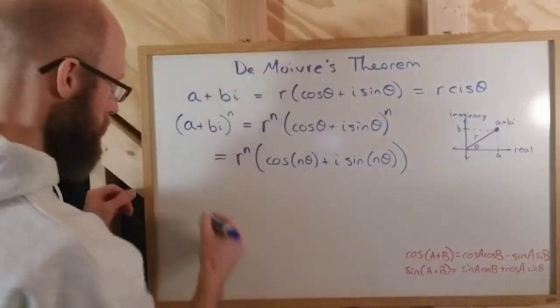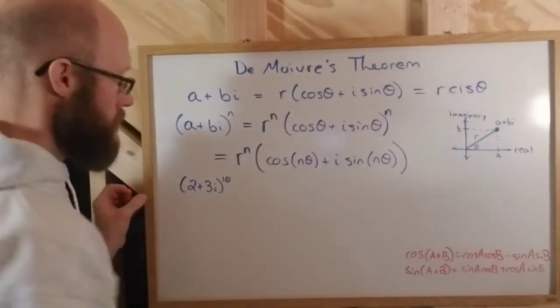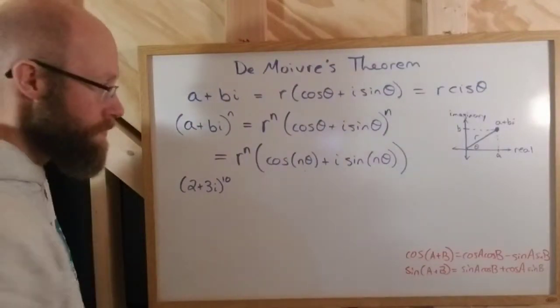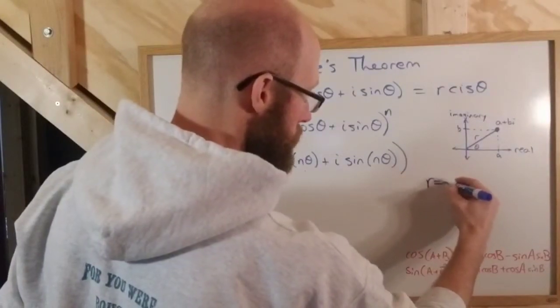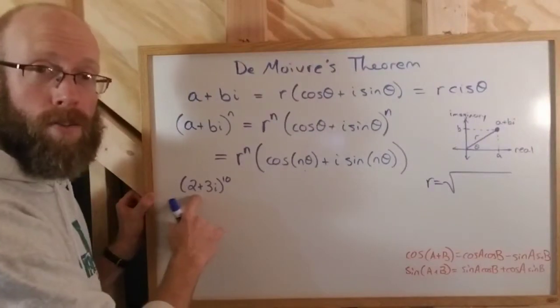I'll give you an example. In fact, let's go ahead and work through that. 2 plus 3i raised to the 10th power. Well, all we have to do is find r and theta. Well, the r value for 2 plus 3i is the square root of the sum of the squares, 4 plus 9.